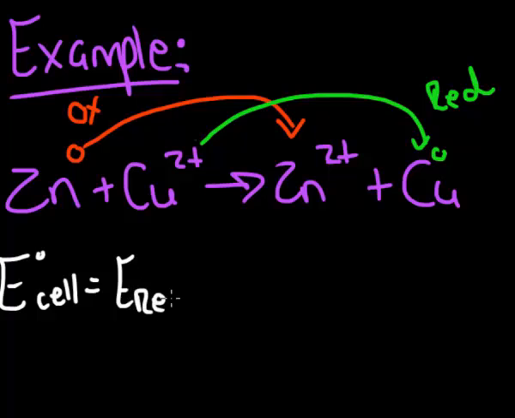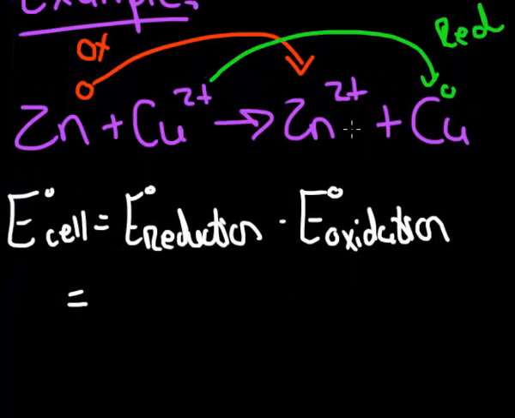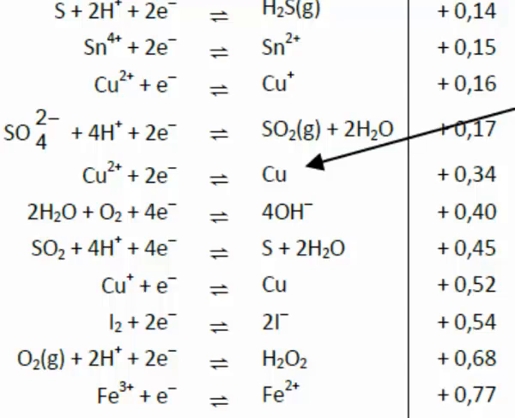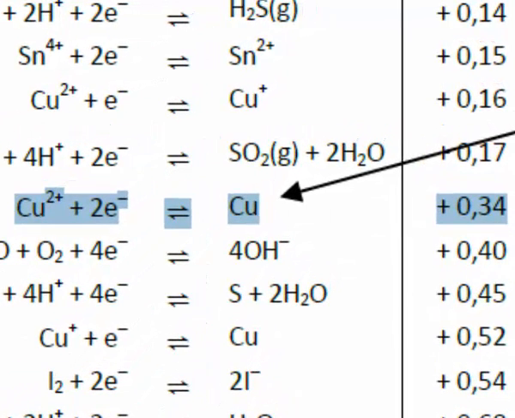I'm just going to decide to use reduction minus oxidation in this case, and you could have already seen that we figured out that our reduction was the copper one. Copper 2+ going to copper. Now let's take a look on my redox table at the values. And the value for our copper will be 0.34 as indicated on the table.